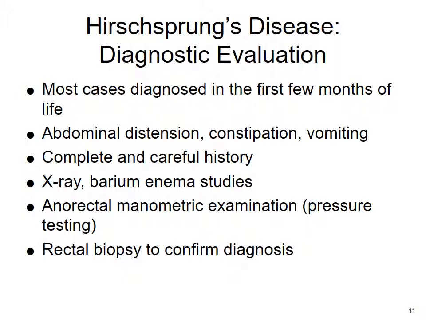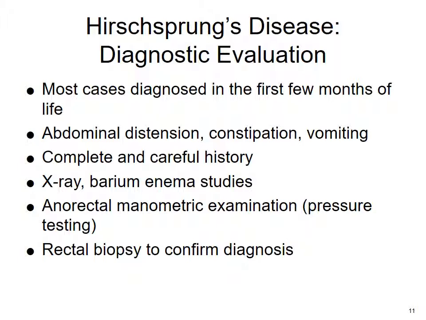Most cases are diagnosed within the first few months of life, so in the newborn times. We're going to see abdominal distension, constipation, and vomiting. And the vomiting is because food has nowhere to go. Everything is backed up. So the provider will need to take a complete and careful history, and then it'll be diagnosed by an X-ray and barium enema studies.